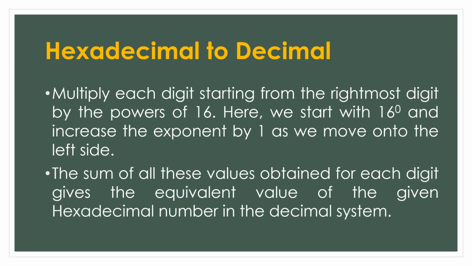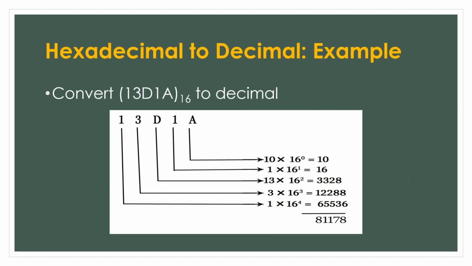Hexadecimal to decimal conversion can be done as follows. Multiply each digit starting from the rightmost digit by the powers of 16. Here, we start with 16 to the power 0 and increase the exponent by 1 as we move on to the left side. The sum of all these values obtained for each digit gives the equivalent value of the given hexadecimal number in the decimal system. An example of how to convert from hexadecimal to decimal.